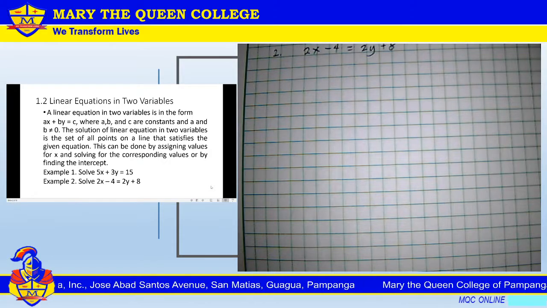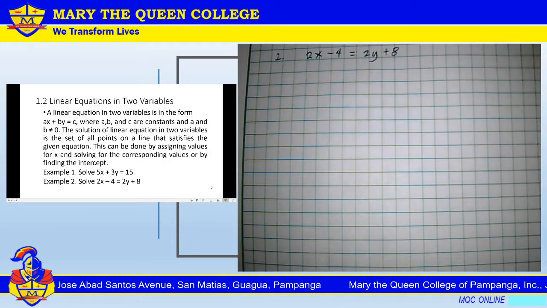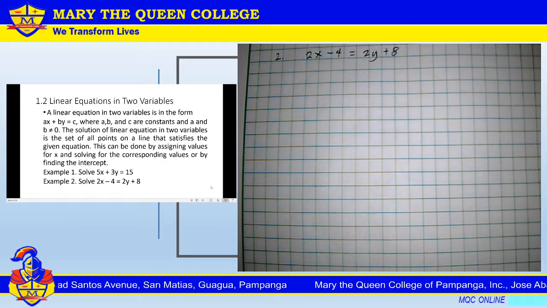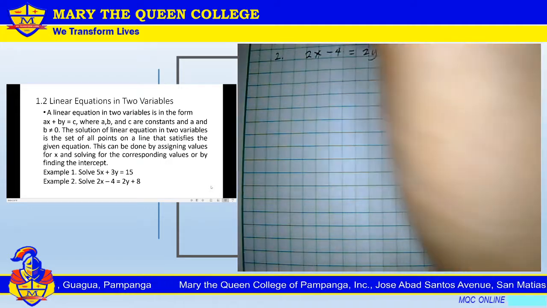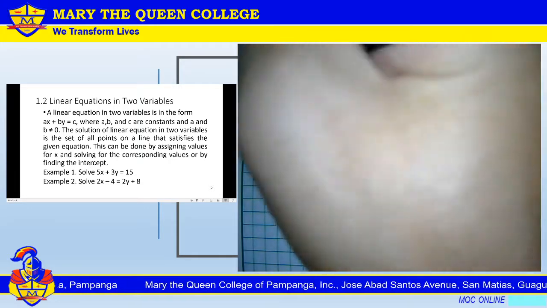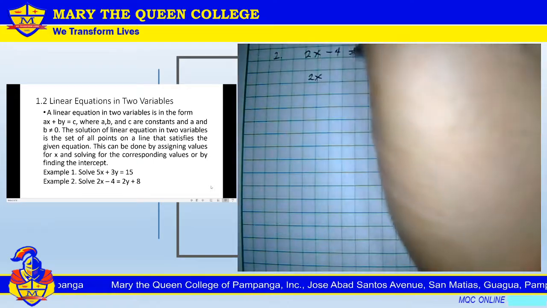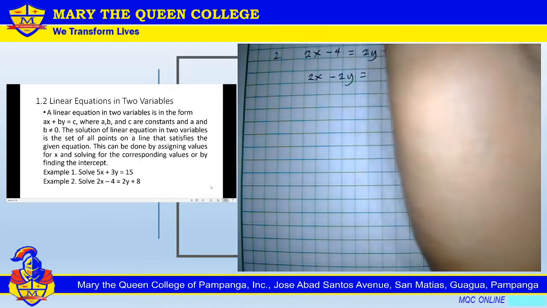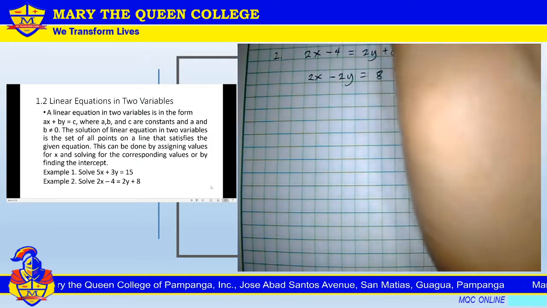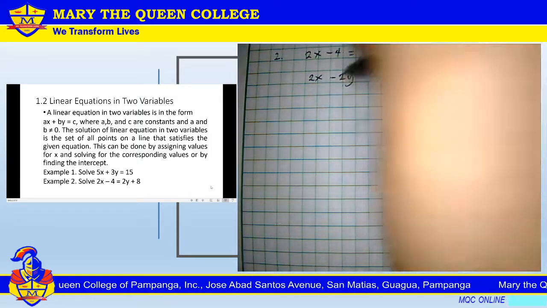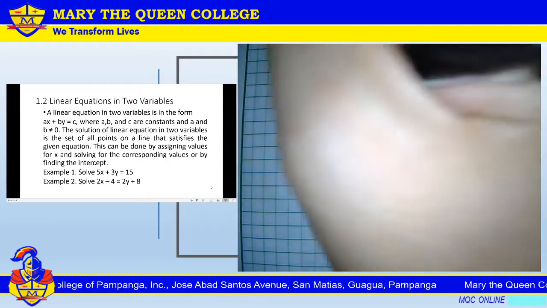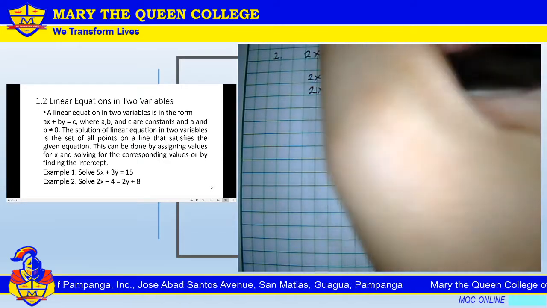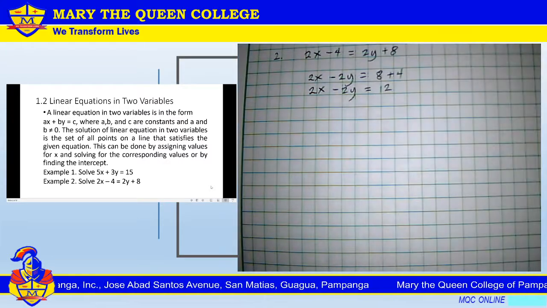With this kind of linear equation in two variables, the first step is to simplify the given linear equation into its simplest form, such that it must be in the form ax plus by is equal to c. Therefore, simplifying it further, we transpose 2y, that would be 2x minus 2y is equal to 8. Then transpose 4 to the right side, that would be positive 4. Then we will now have a new linear equation, 2x minus 2y is equal to positive 12.